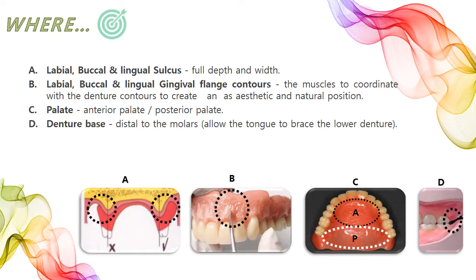And the other aspect is in which locations we do this wax-up procedure. In this aspect, four important locations are considered. That is the labial, buccal, and lingual sulcus area, which clearly reflects in diagram A. The second one is the labial, buccal, and lingual gingival flange contours. The third location is the palatal area if it is a maxillary denture. And the last one is the denture base, which is located distal to the last molar.